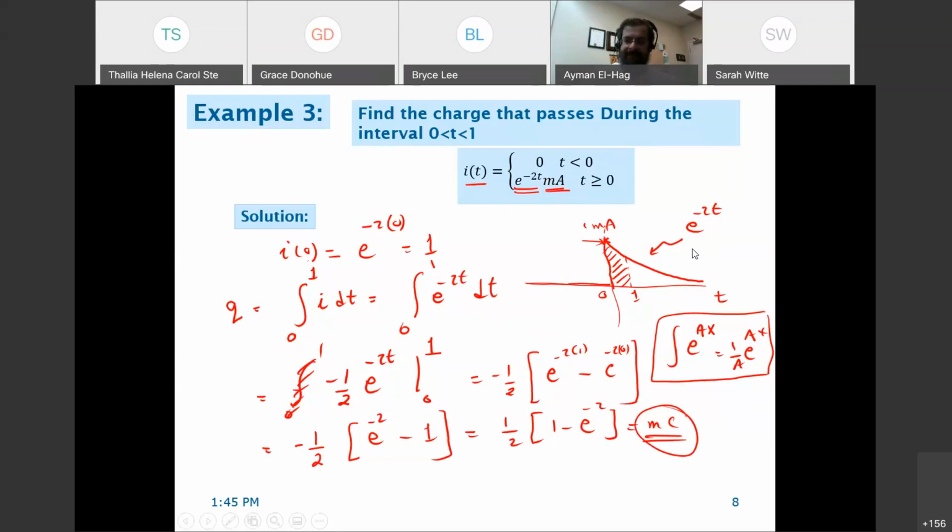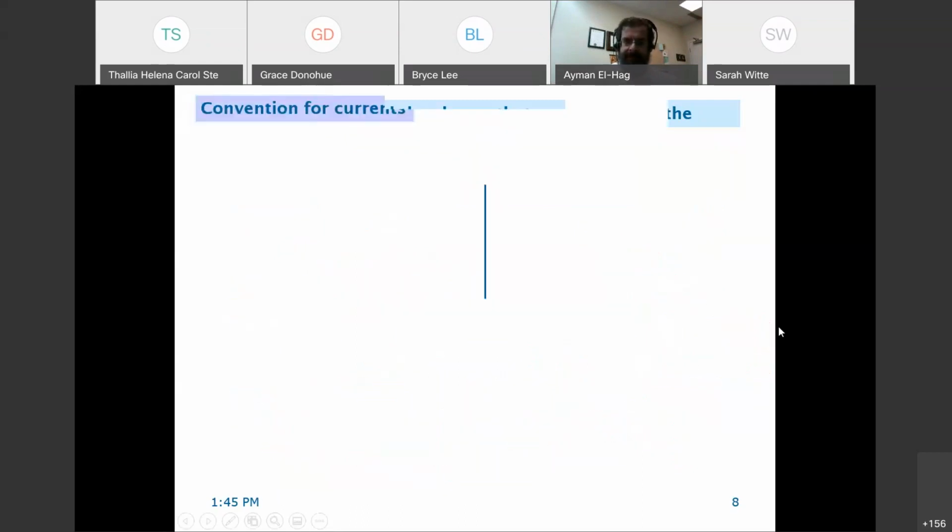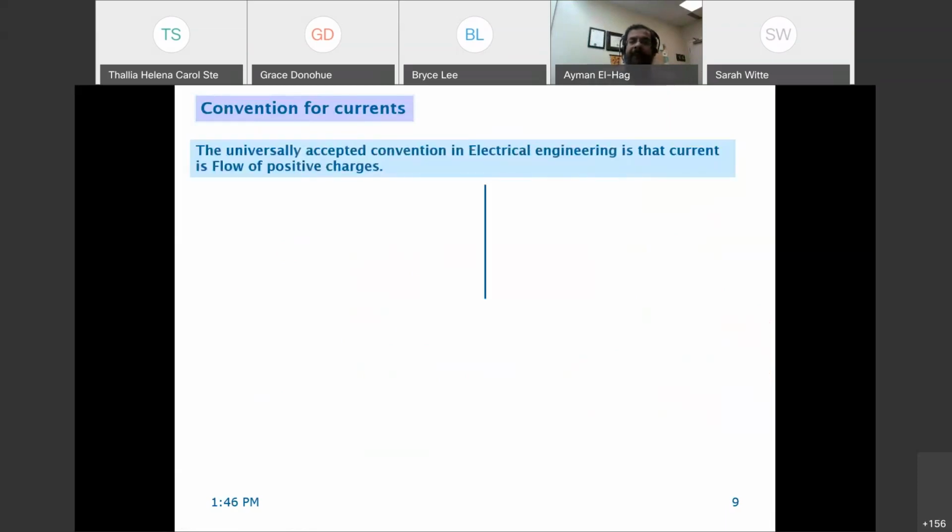Now, let's move on. Now, let's talk about something very important about the convention of the currents. This is something we need to understand very, very well.